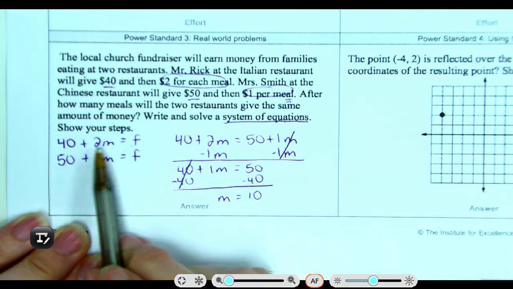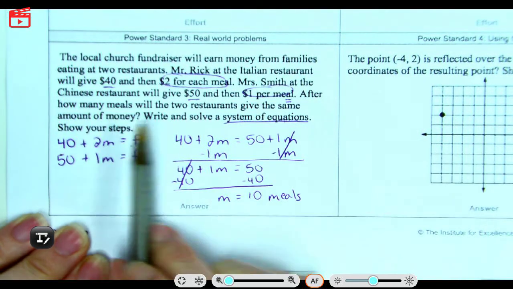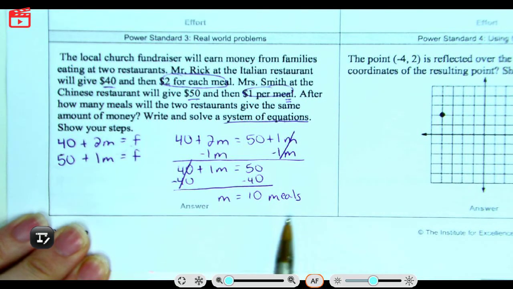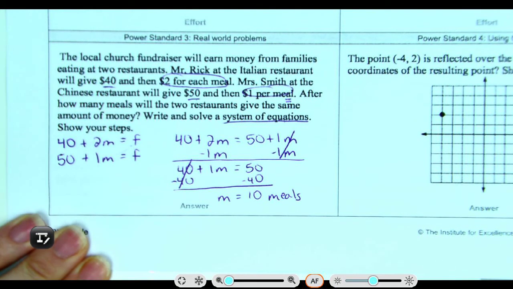So m, remember, was the number of meals. So after how many meals will the 2 restaurants give the same amount of money? After 10 meals. We don't need to figure out the amount of money, even though we could do that.